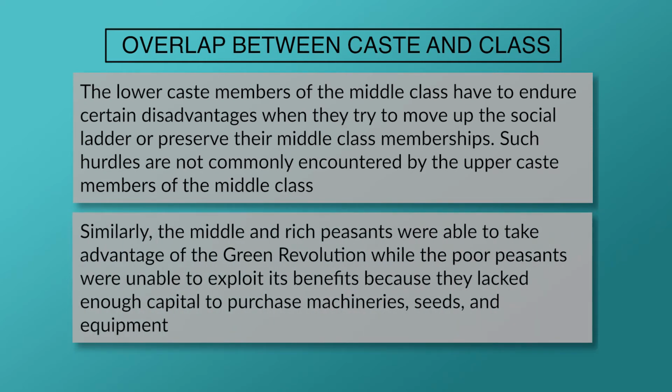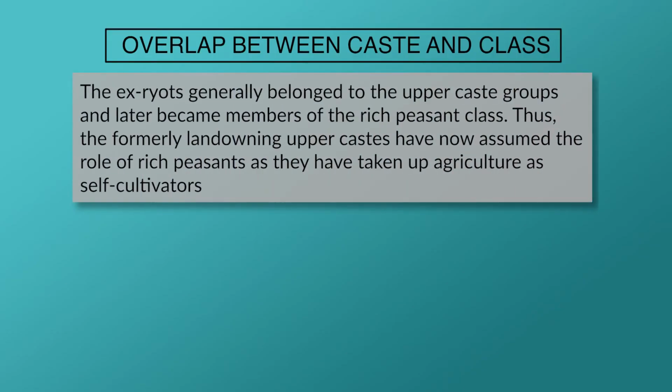Similarly, if one were to go back to the time of the Green Revolution, one would see that new classes emerged with the Green Revolution, and although the poor peasants were able to take advantage of the situation of the Green Revolution, they lacked the adequate capital to purchase machineries, seeds, equipment, which made it difficult for them to transcend their class status. Similarly, if you look at the formerly landowning upper castes, they have now become the rich peasants and they have taken to agriculture as self-cultivators.